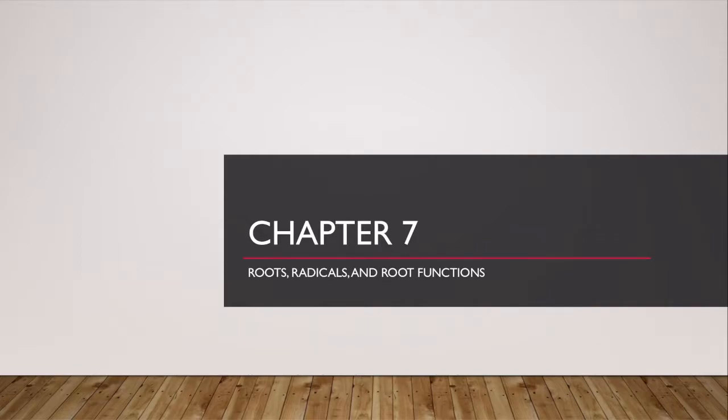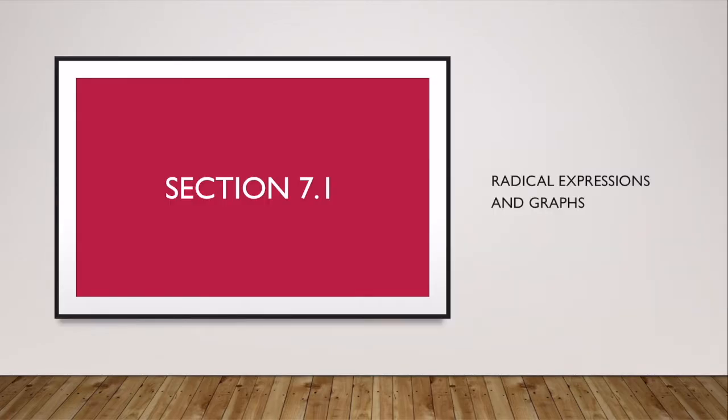So chapter 7 is about roots, radicals, and root functions. Section 7.1 is about simplifying rational expressions and what their graphs look like.